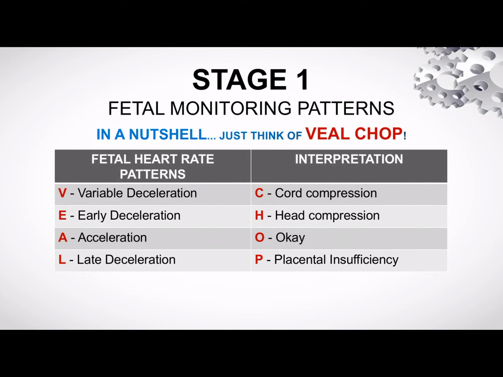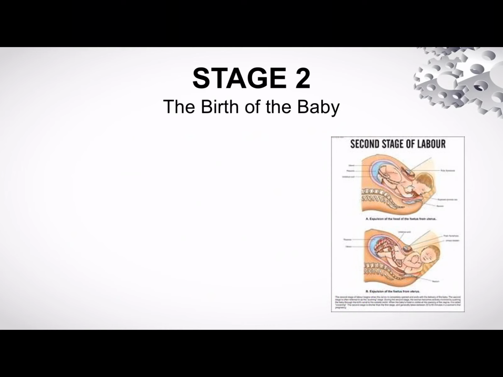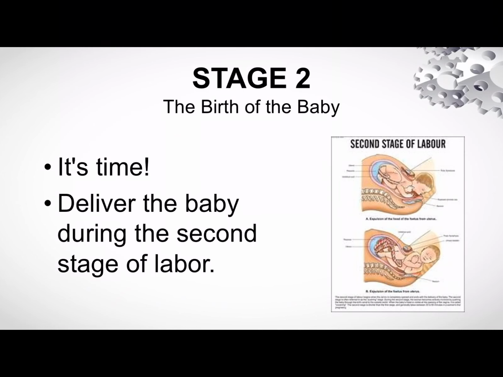So in totality, our main responsibility or main concern for stage 1 is to always check the fetal heart rate. The baby comes first. That is why we monitor the fetal activity and the fetal heart rate patterns. So that's for stage 1. Now let's proceed to stage 2. It is the birth of the baby. It's time for the baby to come out, and we deliver the baby during the second stage of labor.